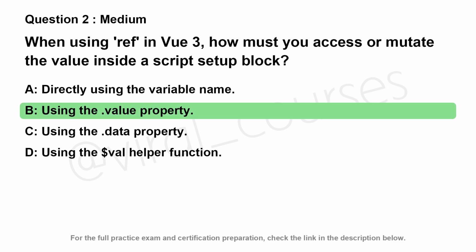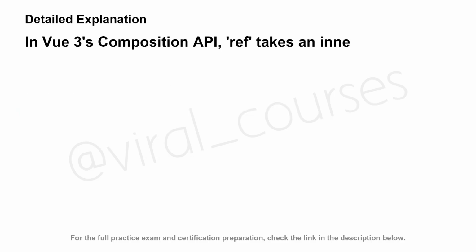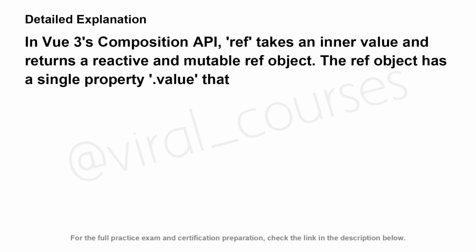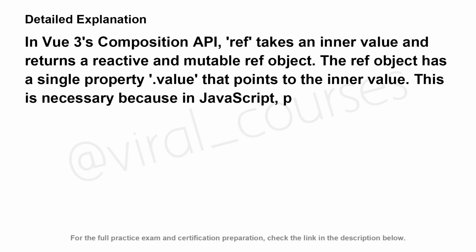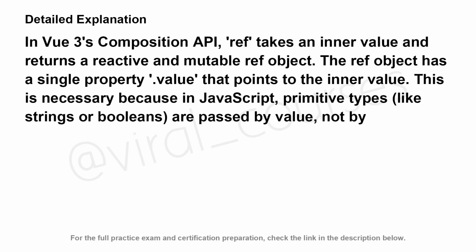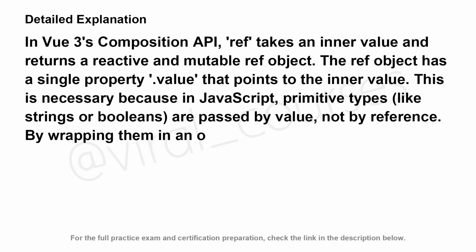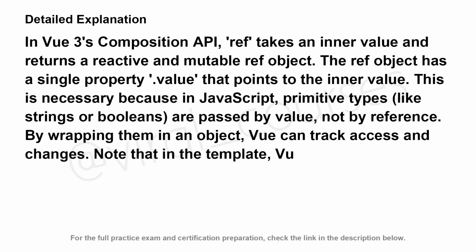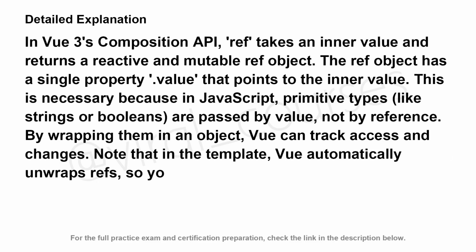The correct answer is B. In Vue 3's composition API, ref takes an inner value and returns a reactive and mutable ref object. The ref object has a single property, value, that points to the inner value. This is necessary because in JavaScript, primitive types, like strings or booleans, are passed by value, not by reference. By wrapping them in an object, Vue can track access and changes. Note that in the template, Vue automatically unwraps refs, so you don't need value there.